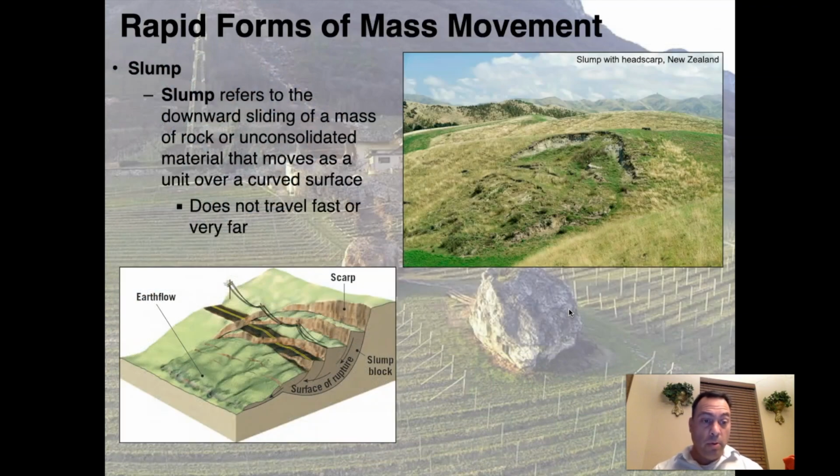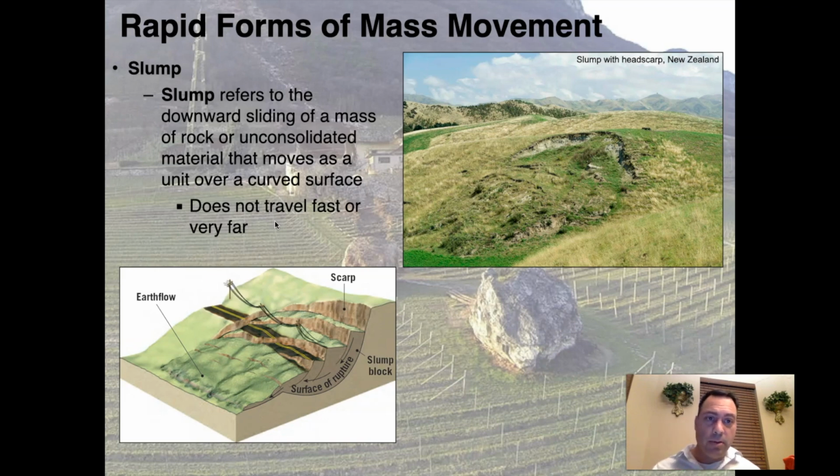All right, so moving from avalanches and flows into slumps. A slump refers to the downward sliding of a mass of rock or unconsolidated material that moves as a unit over a curved surface. It does not tend to travel fast or very far, but it's not slow either. It's something that will happen over a couple of hours, maybe a couple of days, but it's relatively fast. It's not creep, which can move a few millimeters per year at most.